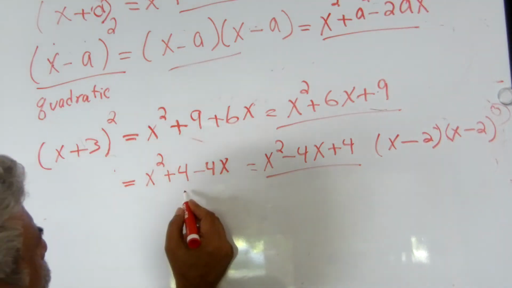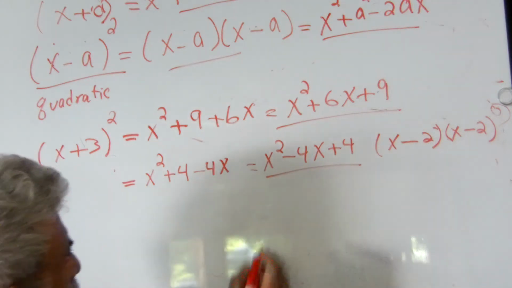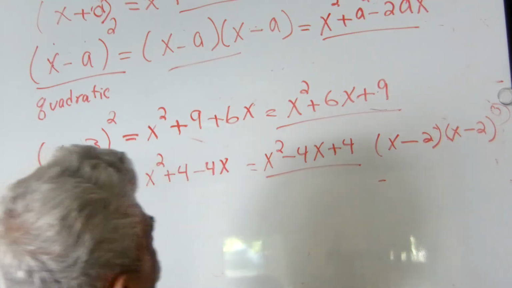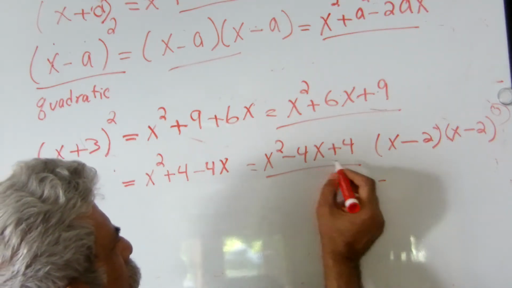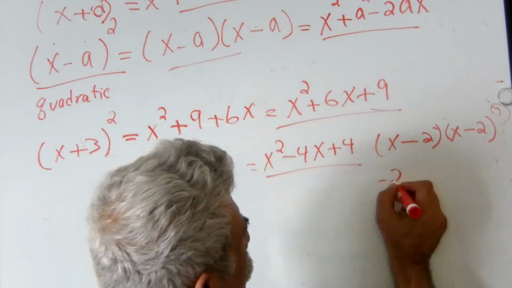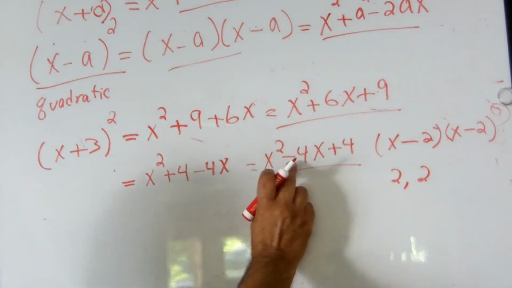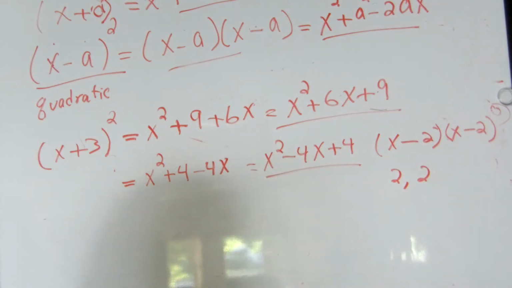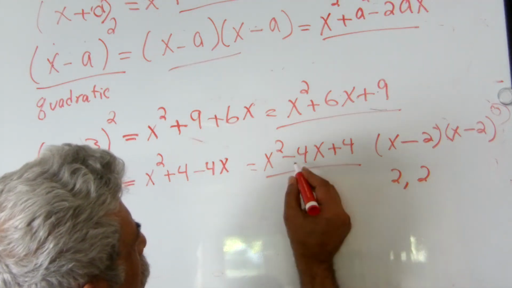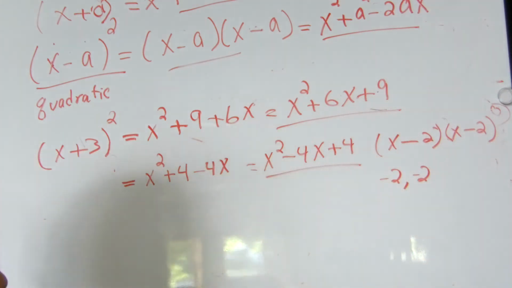They say, what are the two numbers that add together to be minus 4, and when you multiply them, you get plus 4? So the two numbers that add together are 2 and 2. What are the signs? There is a minus sign here. A plus b, meaning 2 plus 2, is going to be minus. So both of them are minus 2. Minus 2 plus minus 2 is going to be minus 4.